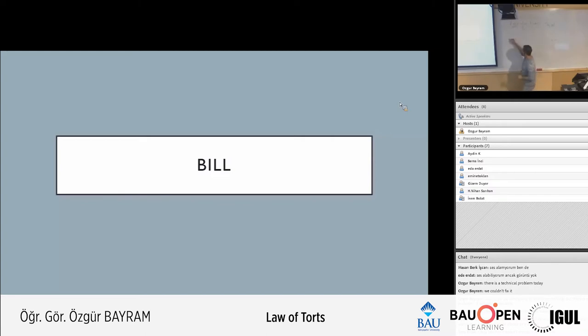You need to know these guys. Statute is the law made by Parliament or Congress. In America, they call it Congress. In Australia, New Zealand, in the Commonwealth countries, we say Parliament.